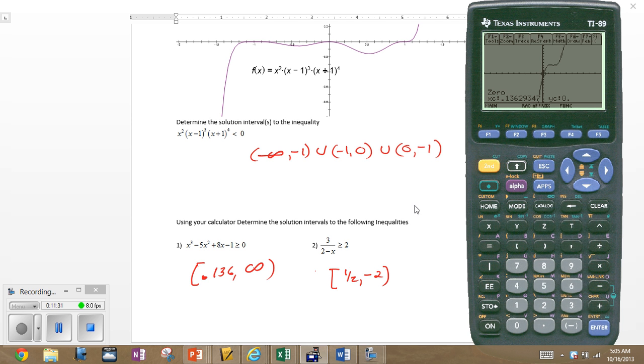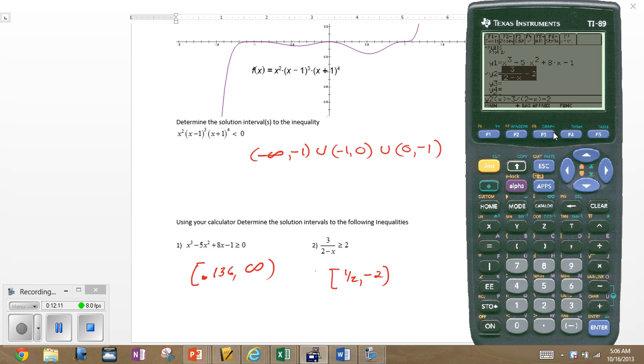Looking at the next one, go back. I have that set up. I'm just going to turn that one off and turn on Y2. We're wanting to know when is... well, what I did here was to say, look, I'm going to pull the 2 over, and if I pull the 2 over, then I'm comparing it to 0. So I'm graphing 3 over 2 minus x, minus 2, and basically want to know when that's greater than 0.